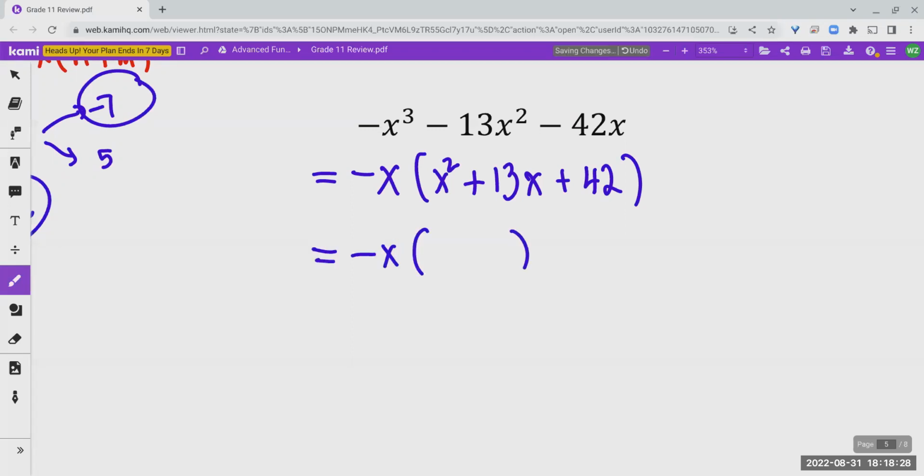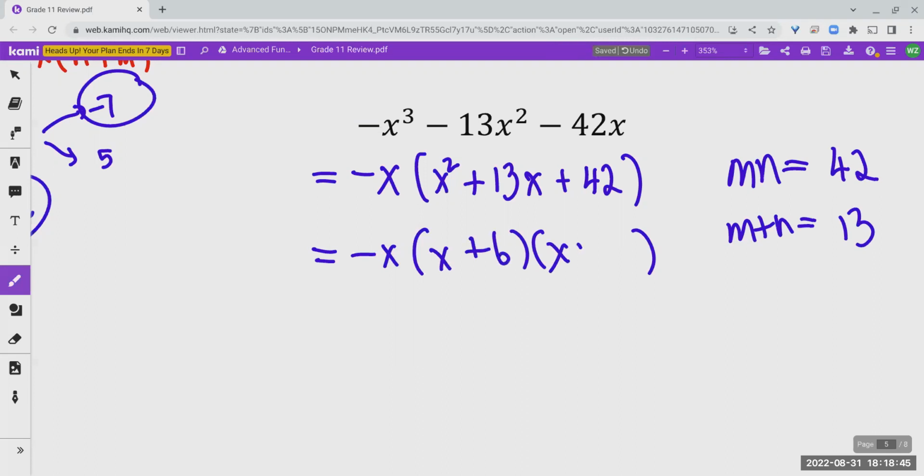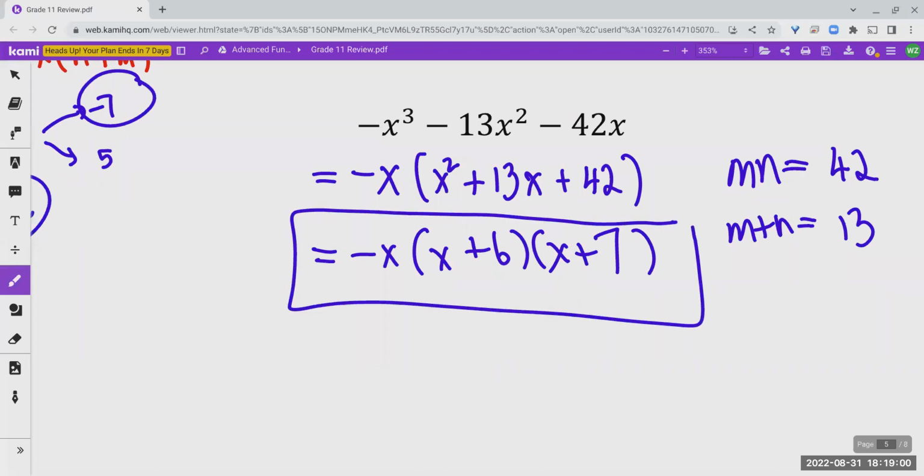We can still continue, right? Now this question becomes the previous problem. You just have to find two numbers that multiply to 42, but they add up to 13. What are the numbers? 6 and 7. x plus 6 times x plus 7. Because look, 6 times 7 is 42. 6 plus 7 is 13. And they're all positive because, well, all the numbers are positive. Right? Done.